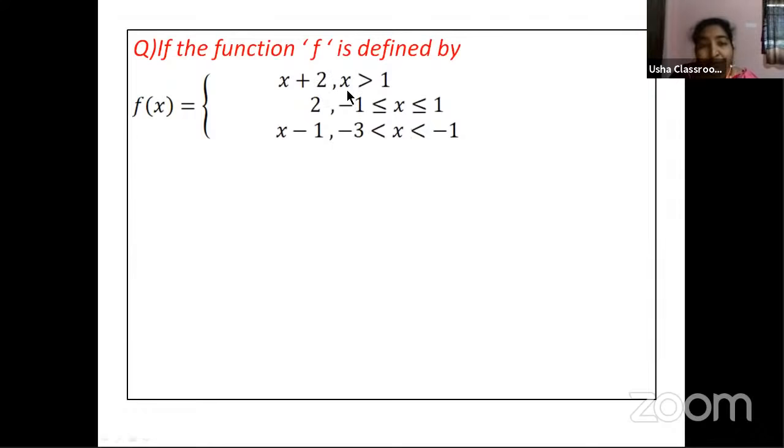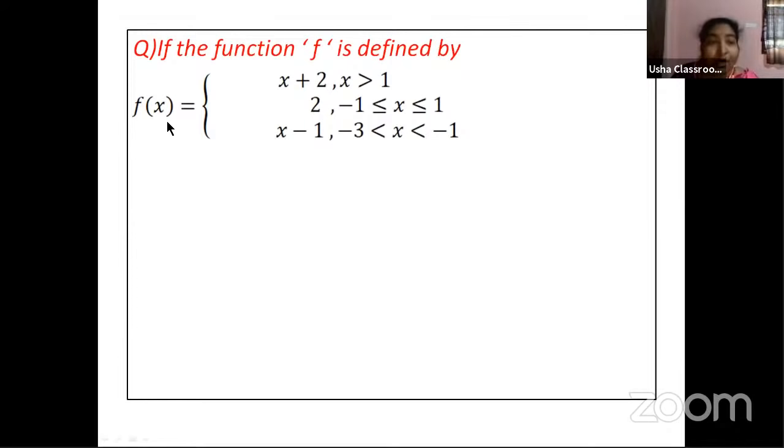All right. Now, if you take x greater than 1, then f of x will be x plus 2. When your value of x is lying between -1 and 1, then the function f of x is equal to 2. And likewise, when x is lying between -3 and -1, then f of x will be equal to x minus 1. This is the meaning of the statement, children. If you understand the meaning, solving the problem is not at all difficult. So for such types of problems, you need to check the condition, then take the function which is applicable for that particular value of x.